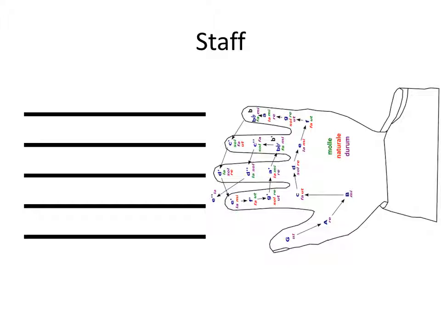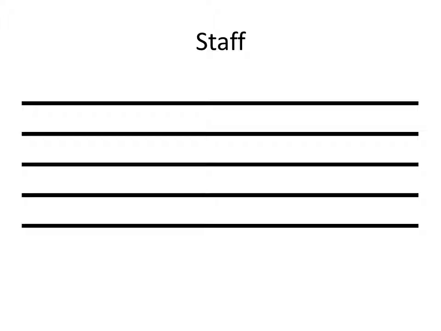Just like we have 5 fingers, there are 5 lines on the staff. There are 5 lines on the staff: 1, 2, 3, 4, 5, and 4 spaces: 1, 2, 3, 4. In music, we always count the lines and spaces starting from the bottom.